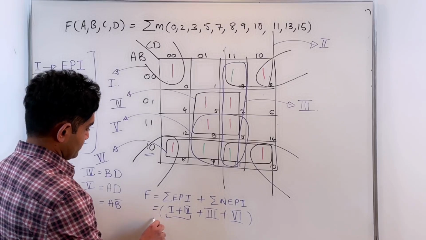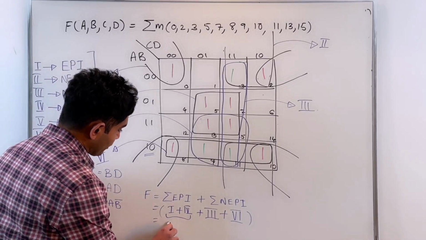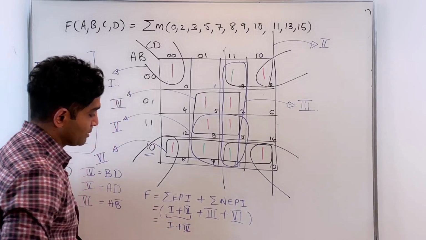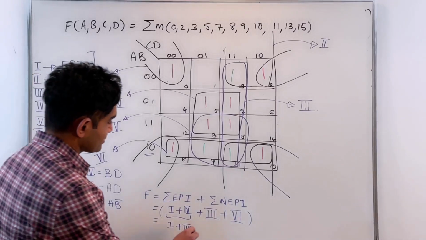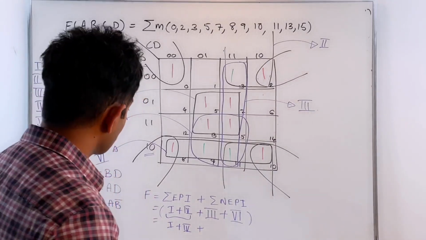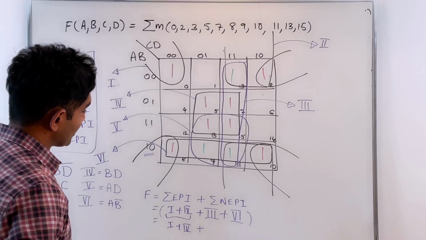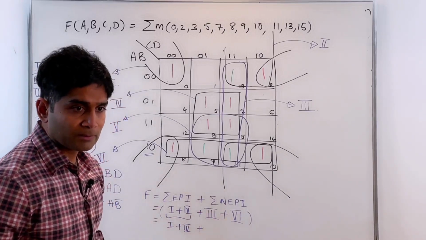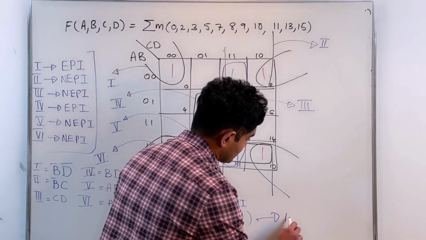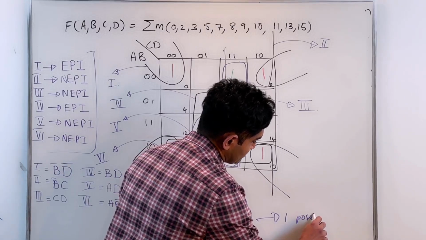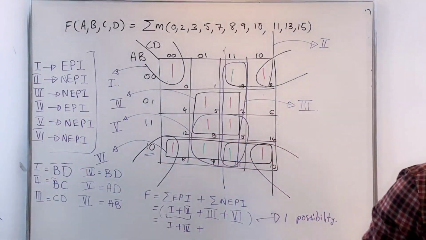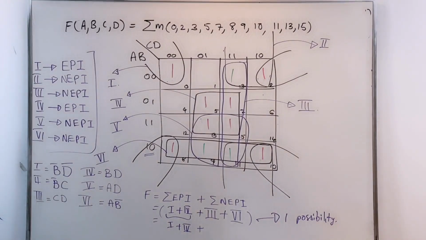What is the other possibility? Again, for every possibility, my essential primes have to be common because they are essential primes. I cannot have them without it. Plus, I'll choose a different combination of non-essential primes this time. Okay, what can I do now? What are the other possibilities now? Do you see any other possibilities? This is one possibility. Do you see any other possibilities there that I can choose to get my simplest function?